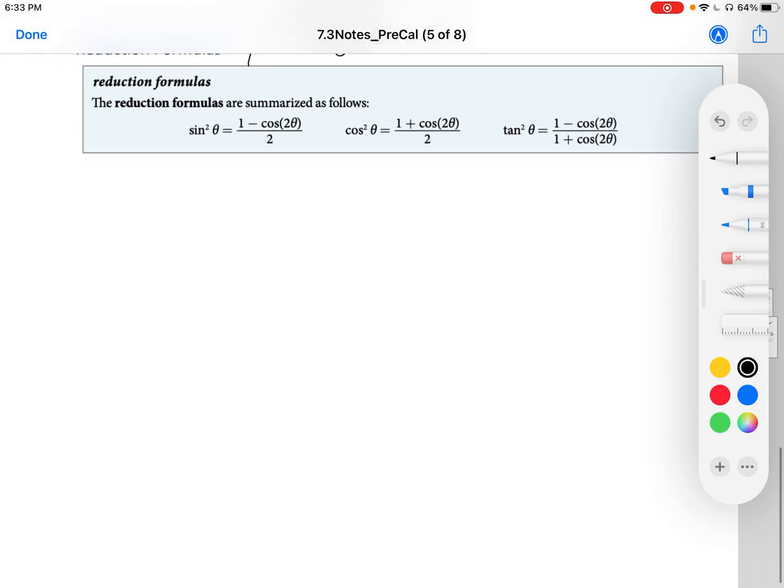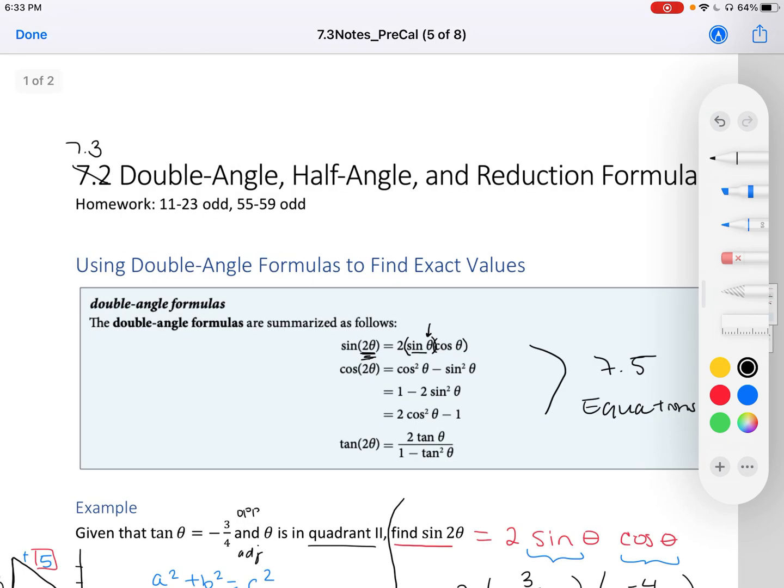All right, you also have reduction formulas. These are good to see and to be aware of, because they help take us from a squared value to a value that's not squared. And you can use this however you see fit. In the future, this is nice to know, for example in calculus where you're trying to integrate. All right, that's it for this section, 7.3, double angle, half angle, and reduction formulas.